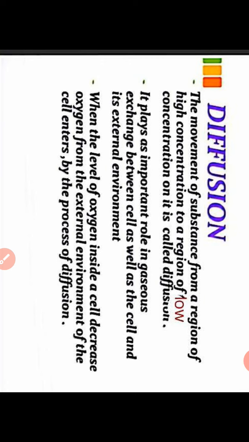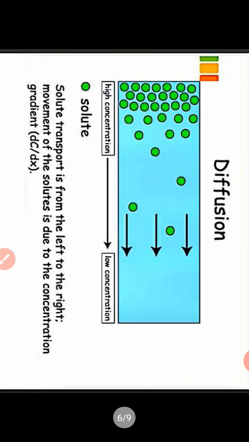It means diffusion is the movement of substance from higher concentration to lower concentration. So when the level of oxygen inside the cell decreases, oxygen from the external environment of the cell enters by the process of diffusion. Now this is the diagram of diffusion. The solute or substance always moves from higher concentration to lower concentration, which means left to right.